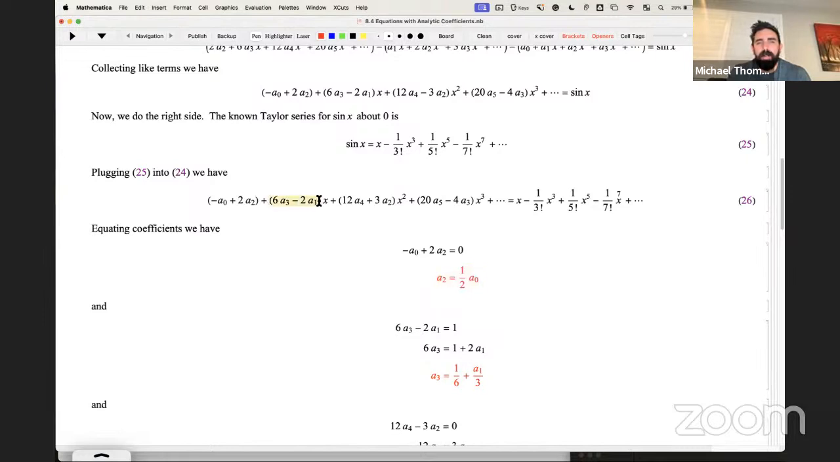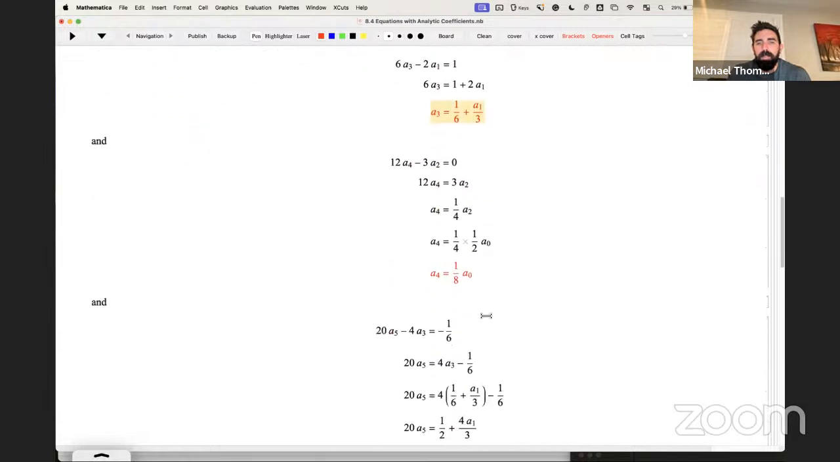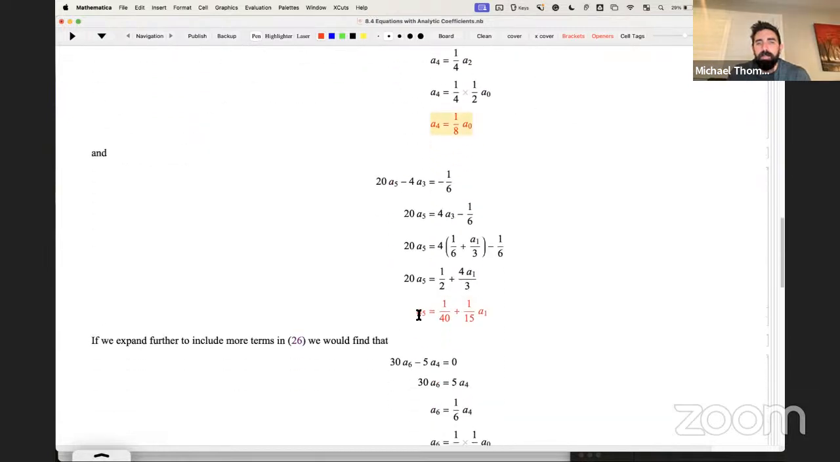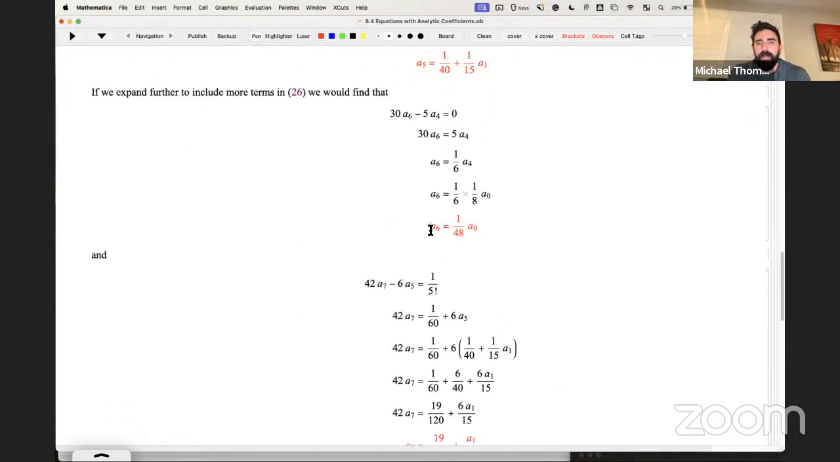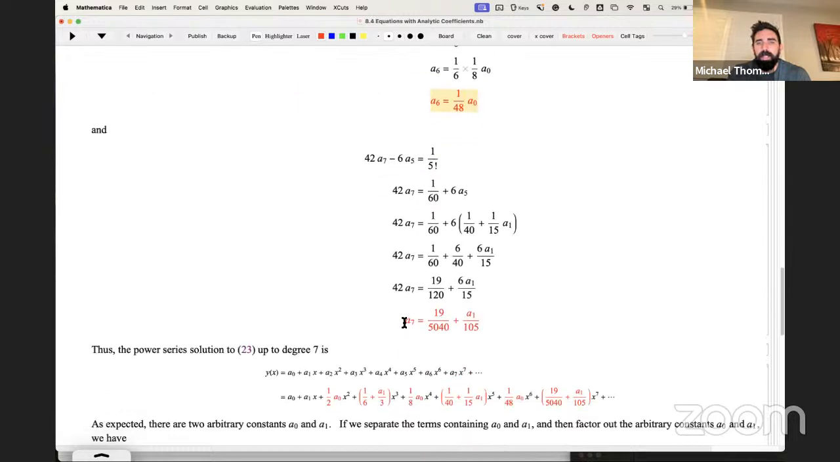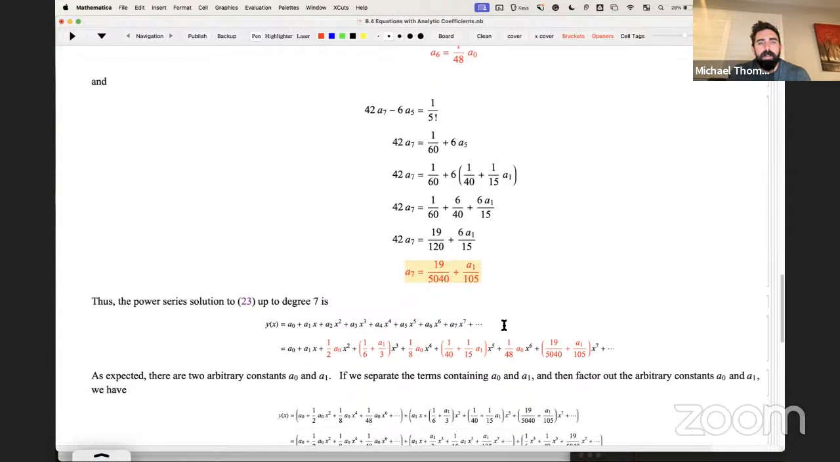And then we set this one right here equal to 1. Solve for the larger index. And we do that for the rest of them up to A7, to get the 7th degree. And then we just simply plug them in. So there they are. All right, now for the interesting part.